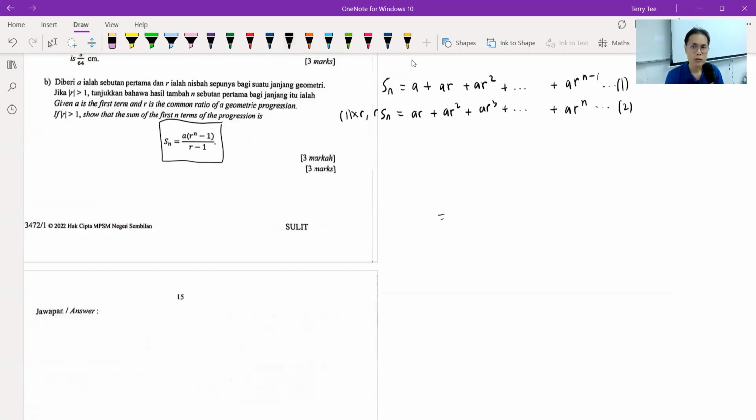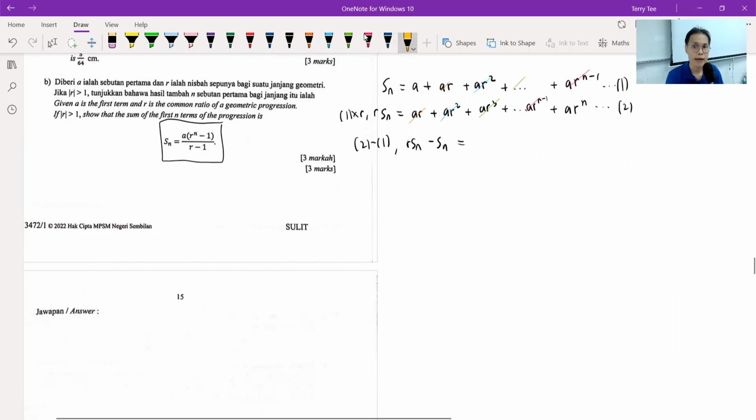Okay, I want to get rid of all the terms in between. So I'm going to take equation 2 minus equation 1. So when you minus that, you can write RSn minus Sn. Now what happened is this AR you can minus with this AR. This AR square will minus with AR square here. Your AR cube will minus with the next term all the way. Now the term before this is AR n minus 1. You don't have to write this up, but if so, I'll have to cancel all the way.